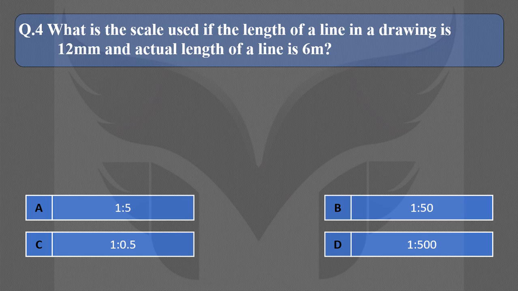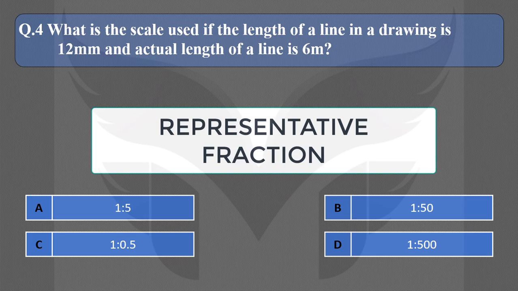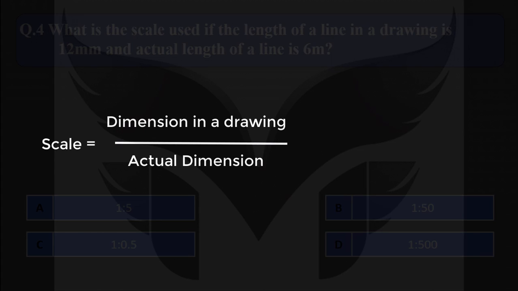Dear friends, sometimes the actual length of an object is so large that its actual dimension cannot fit on a paper. In such cases, we prepare a drawing of the object by reducing its scale. So this question is about the same, that is scale reduction. Scale is also called the representative fraction. So scale or representative fraction is a ratio of dimension in a drawing upon actual dimension.